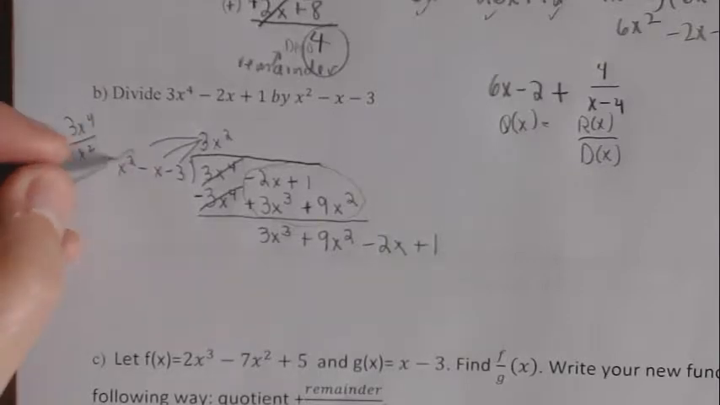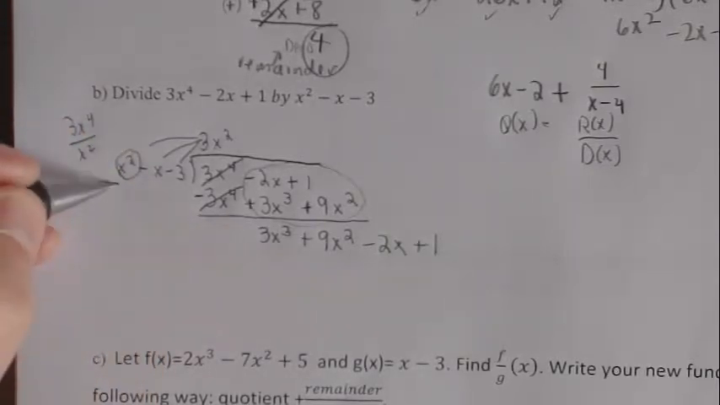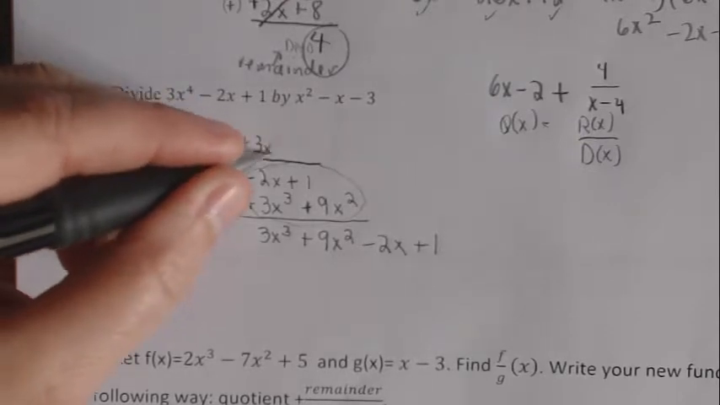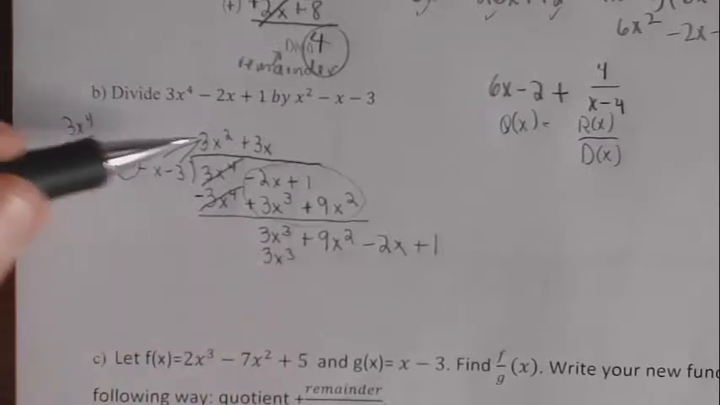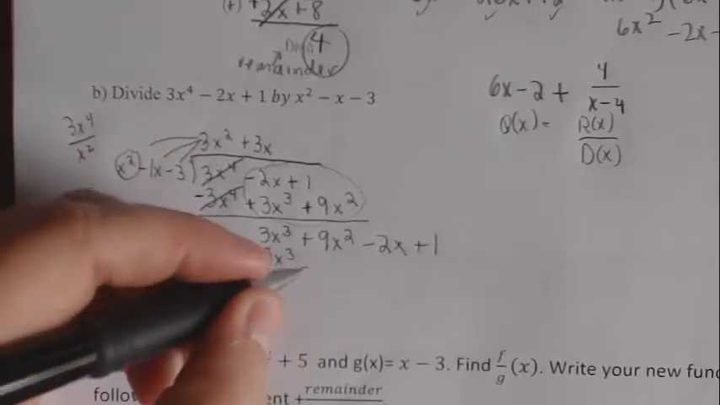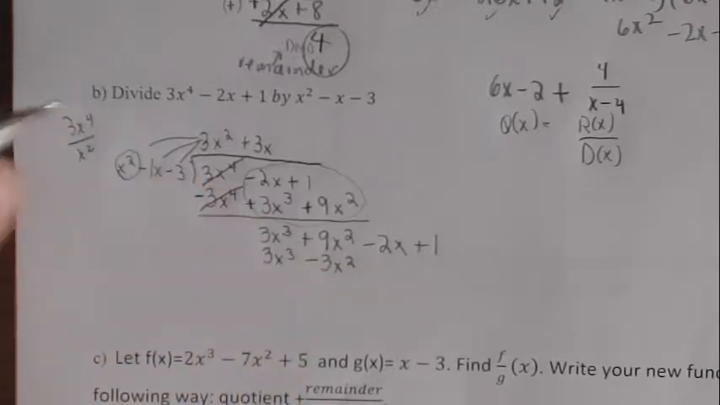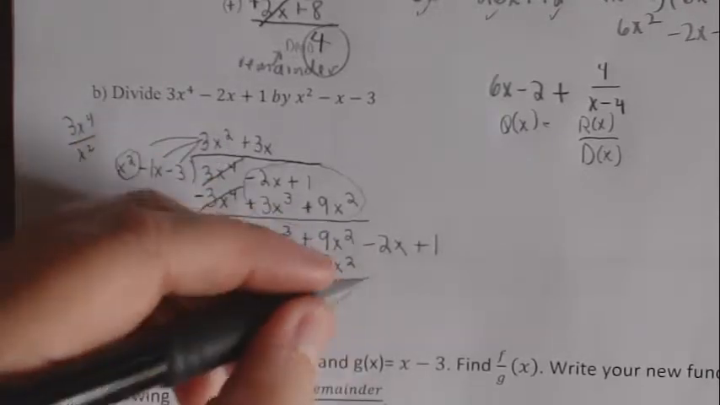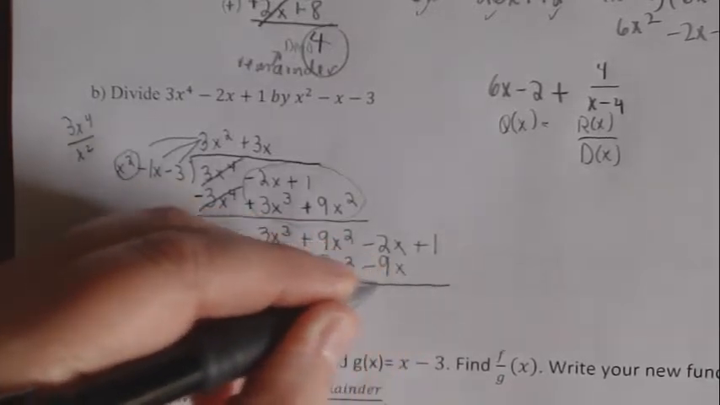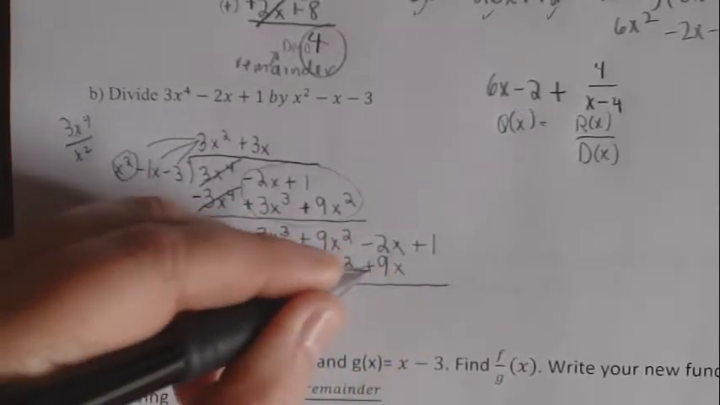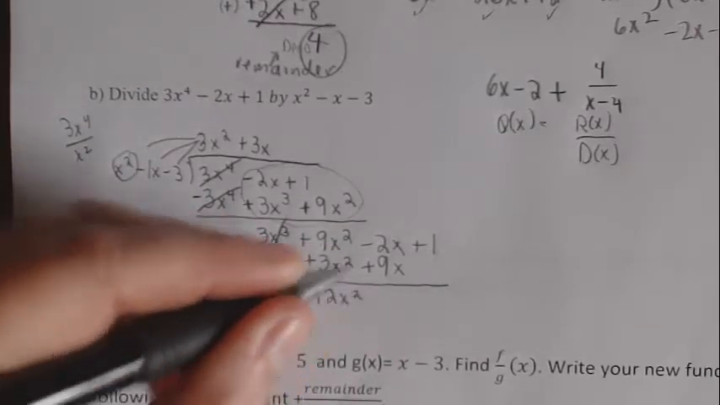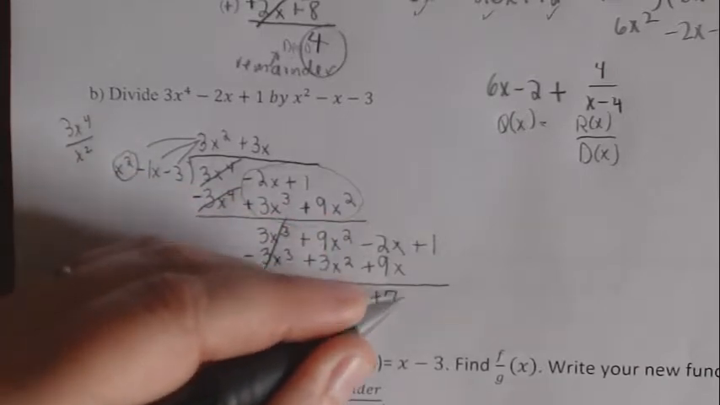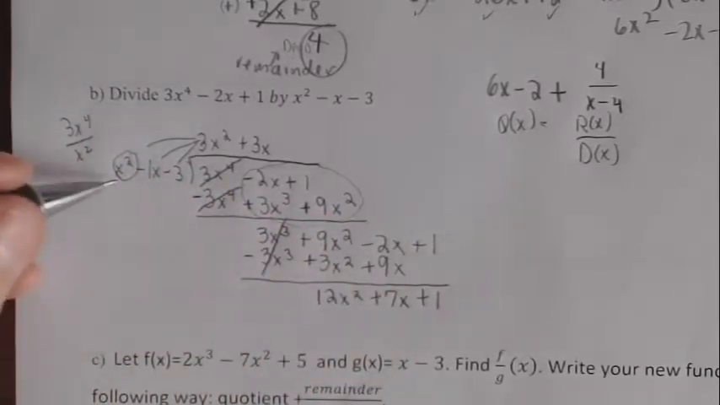Alright, time to start over. 3x cubed divided by x squared is 3x. Now multiply this 3x to these 3 and you get 3x cubed. 3x times negative 1 is negative 3x squared. 3x times a negative 3 is a negative 9x. Draw your line, change the signs. They cancel. These are like terms, that's 12x squared. These are like terms, that's positive 7x plus 1. Degree 2, so you keep going.